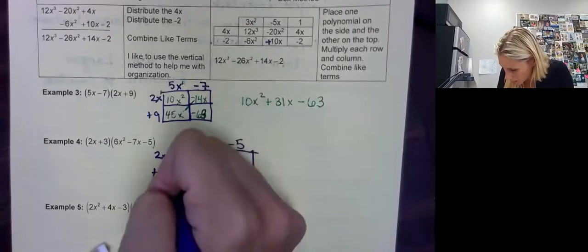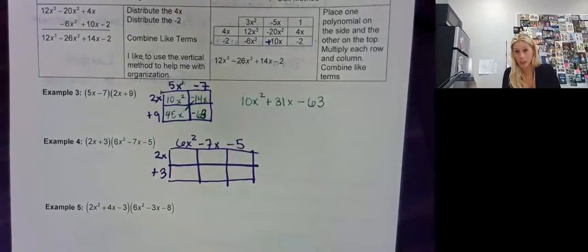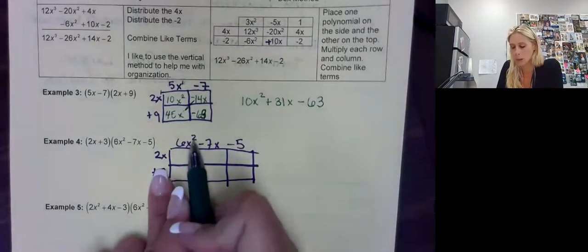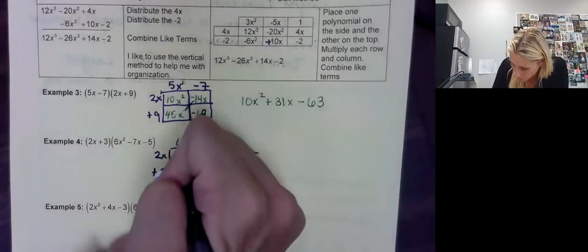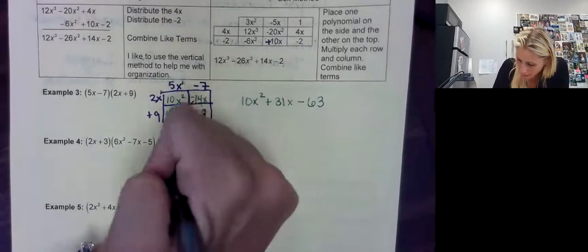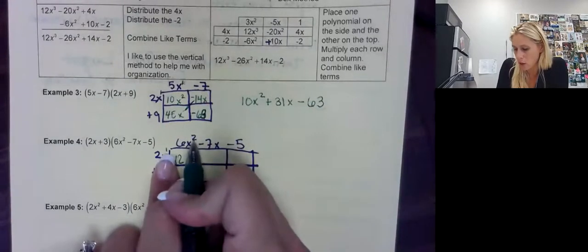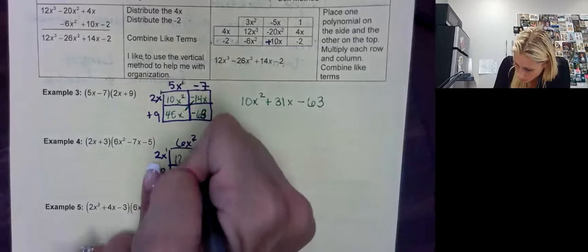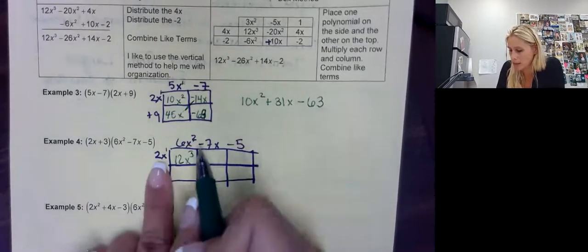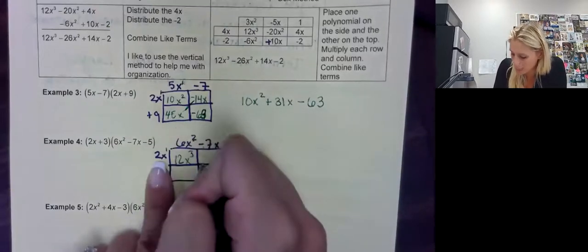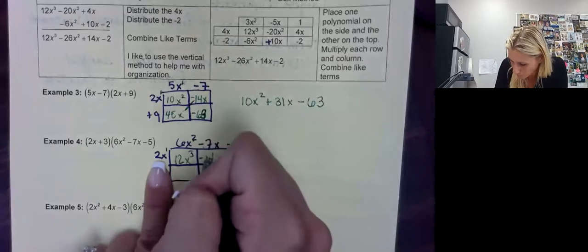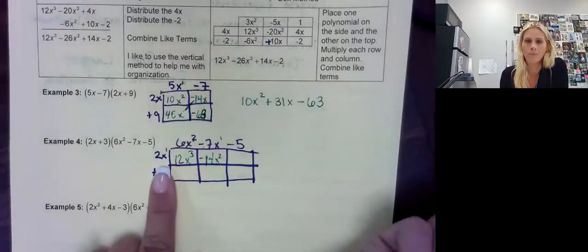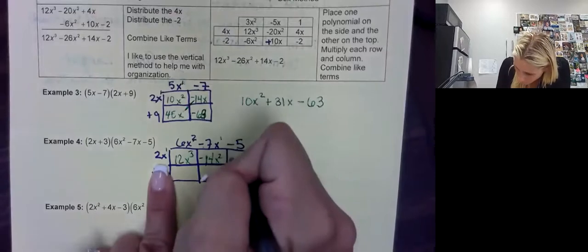Down, make my boxes. All right, multiplication. So we need to add the exponents, right? So let's do this first box here. 2x times 6x squared. 2 times 6 is 12. And x to the first times x squared, look at the exponents, add them together, we get x to the third. Okay, next box. 2x times negative 7x. 2 times negative 7 is negative 14. X times x is x squared, right? 1 plus 1 is 2. 2x times negative 5 gives us negative 10x.